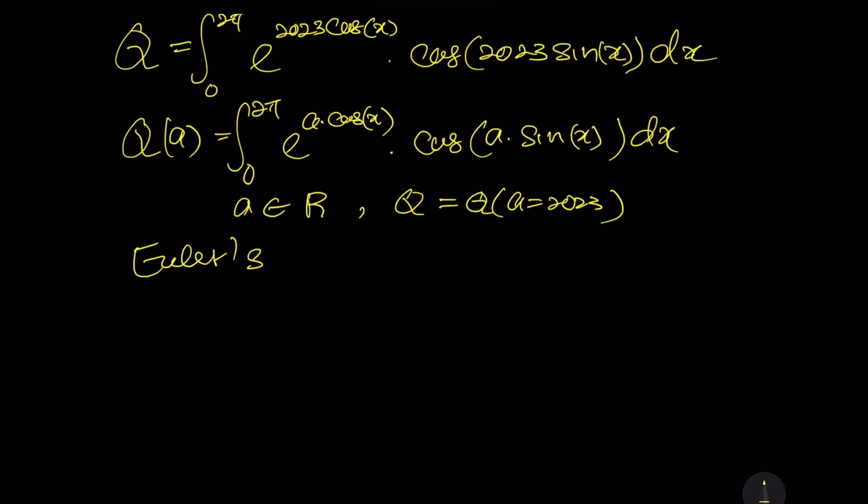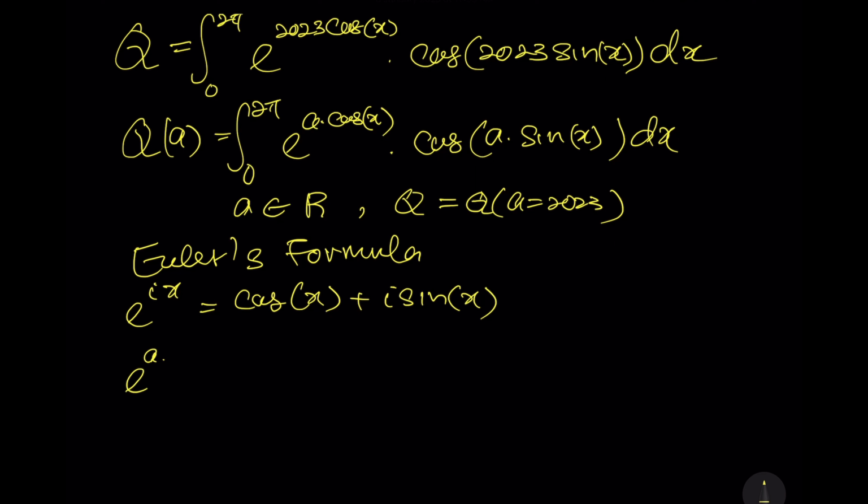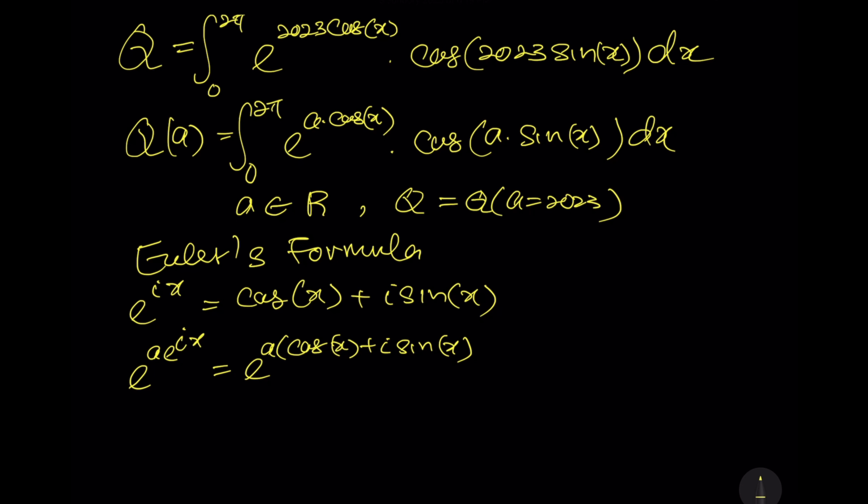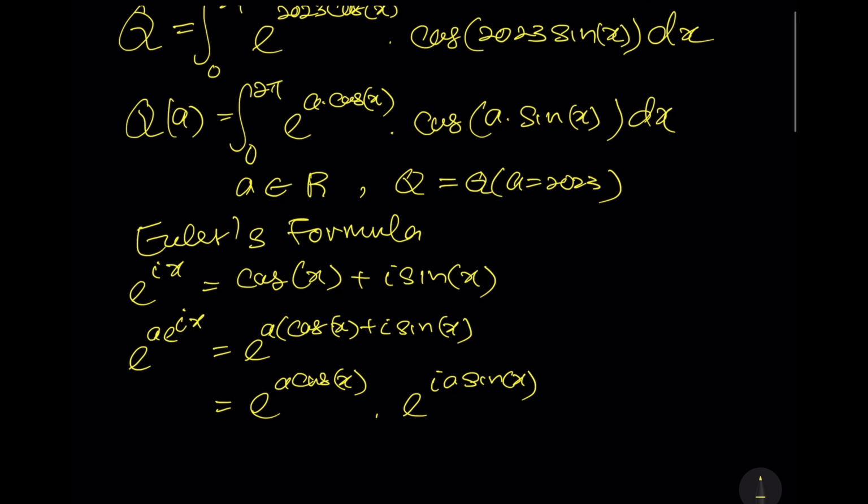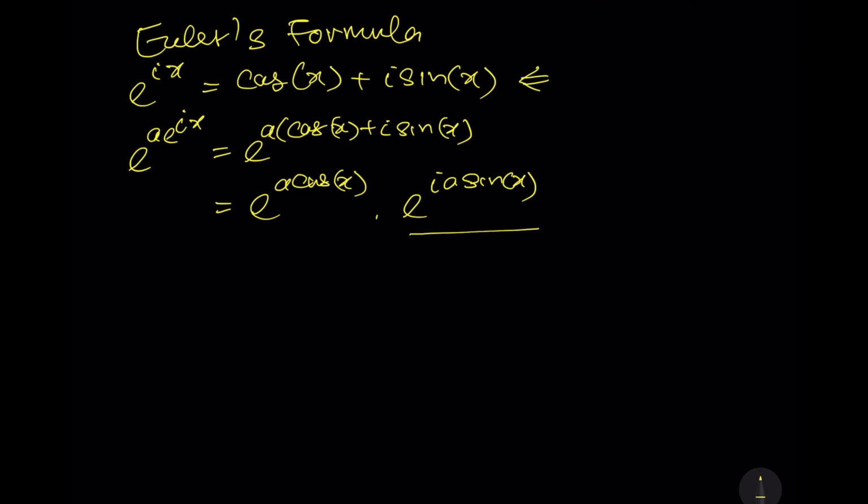Let's look at Euler's formula. e^(ix) equals cosine x plus i sine x, which means e^(ix) equals e^a and then multiplied by cosine x plus i sine x. It can be rewritten as e^(a cosine x) multiplied by e^(ia sine x). For the e^(ia sine x), we further expand using Euler's formula, so it becomes cosine(a sine x) plus i sine(a sine x).